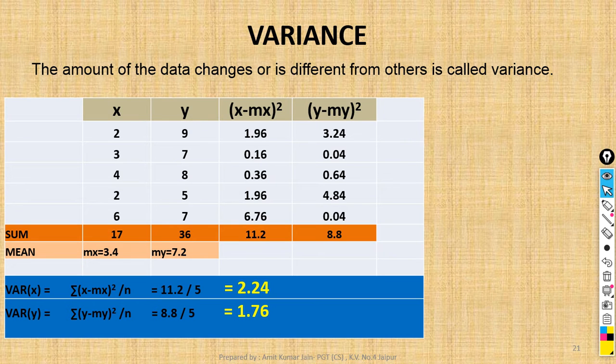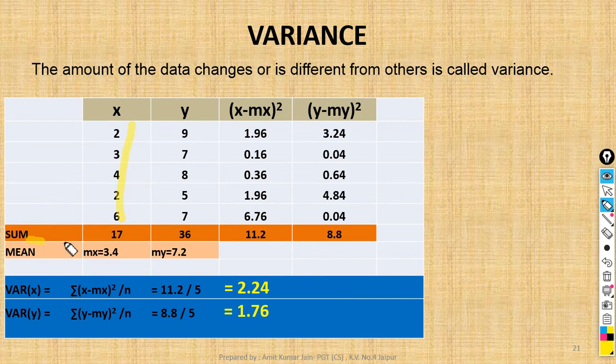Variance is the amount of change in the data values within a variable, how much the data changes and how it is different from others. Here we have some data in x, 5 values are here.